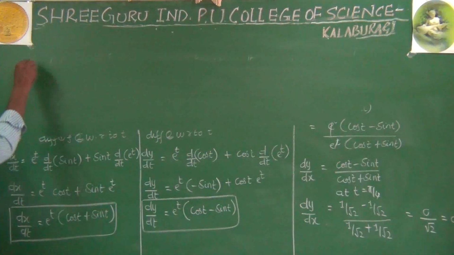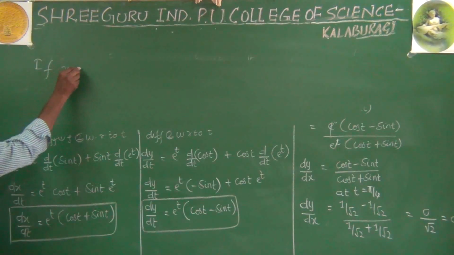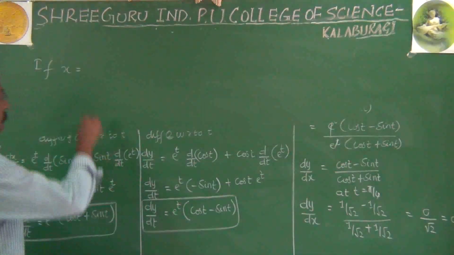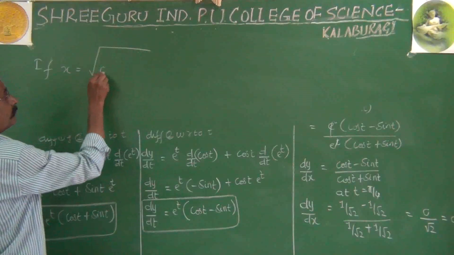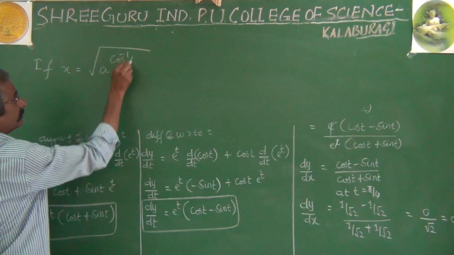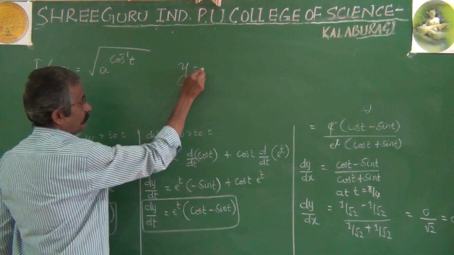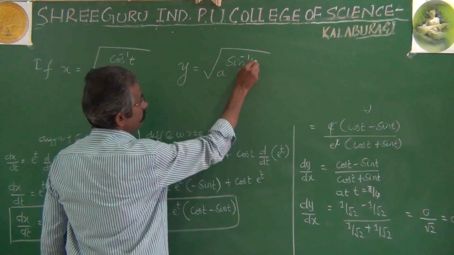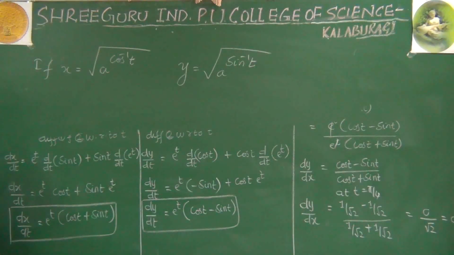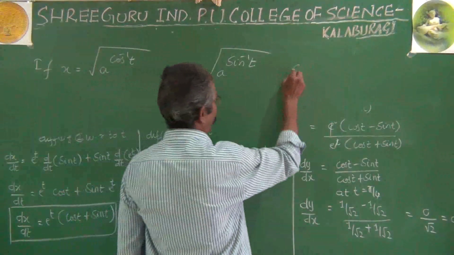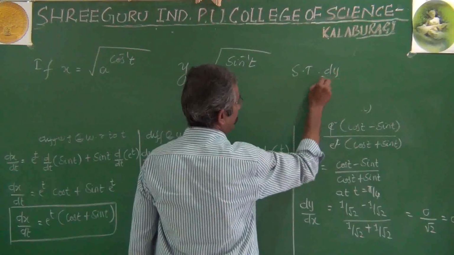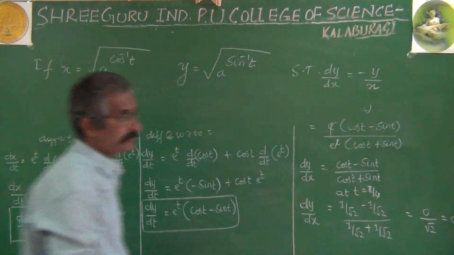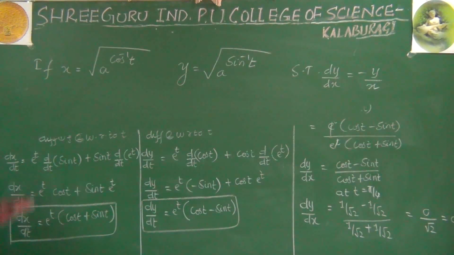Next question: if x equals square root of a to the power cos inverse t, y equals square root of a to the power sin inverse t, then show that dy by dx equals minus y by x. Solution.